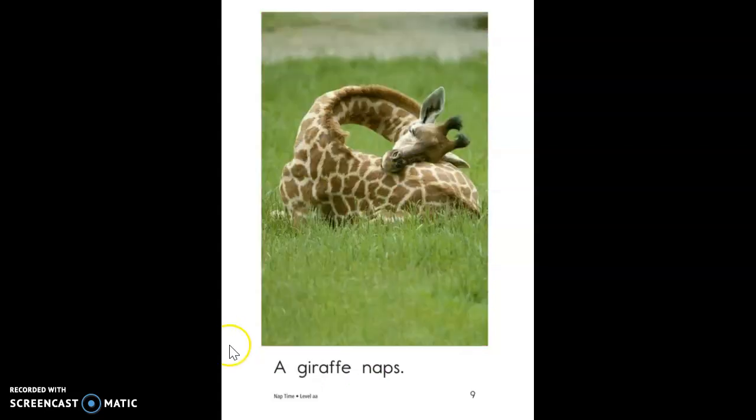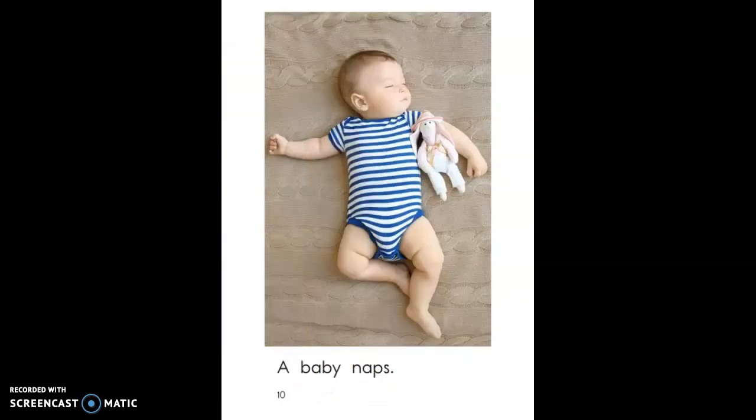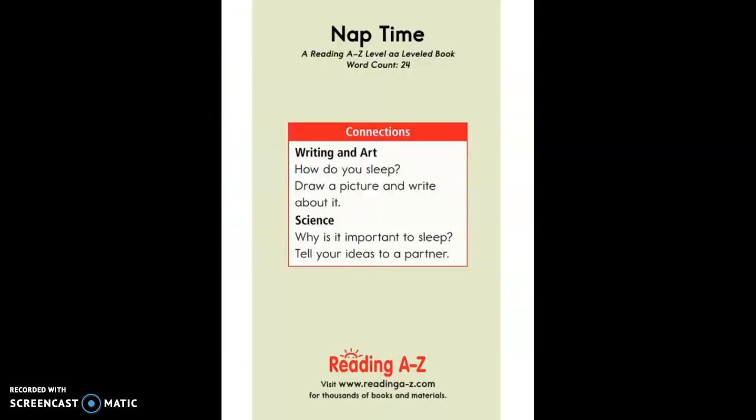We want to start on the left side of the page, and we're going to point under each word as we read. A giraffe naps. Great job, scholars. Ooh, now we have another one. Let's put an L because we want to start on the left side of the page, and we're going to point under each word as we read. A baby naps. Great job, scholars.